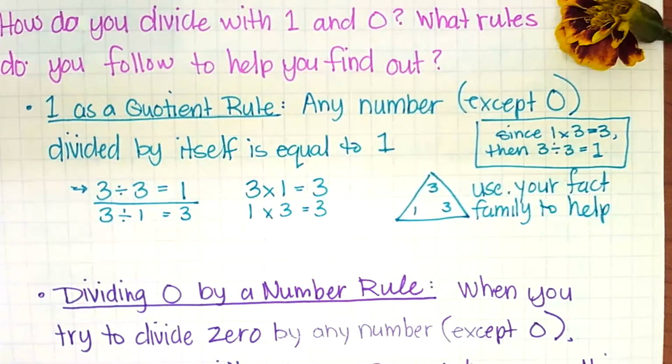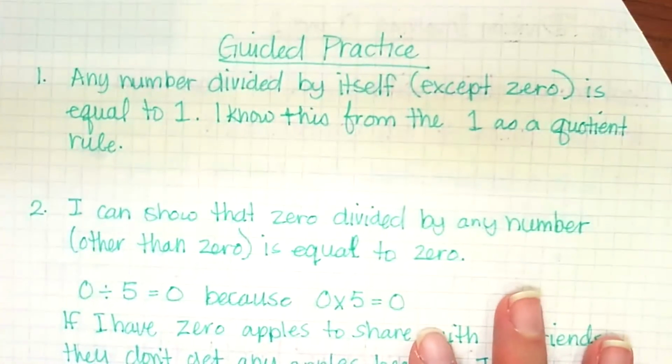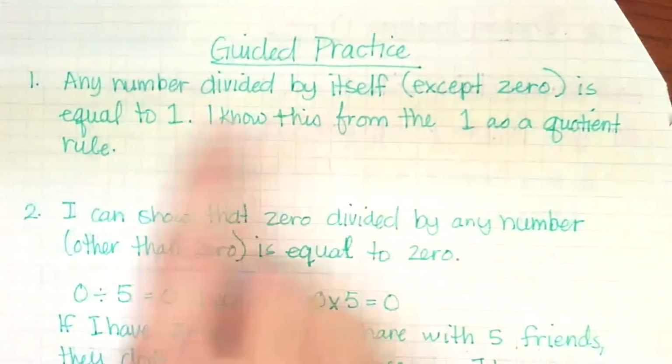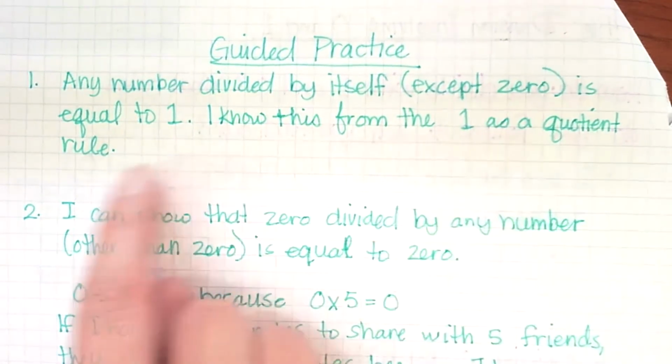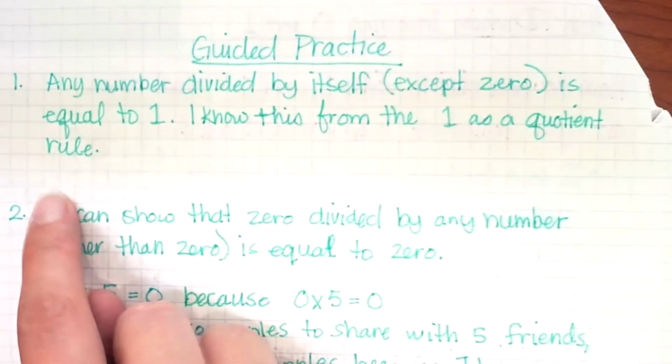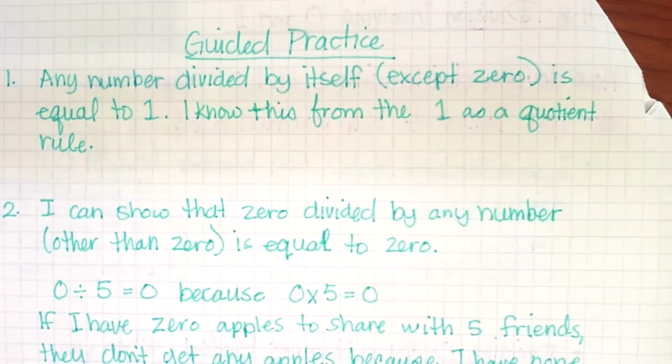Let's go ahead and jump back and see our guided practice together. So we know that any number divided by itself except 0 is equal to 1. I know this from the 1 as a quotient rule. So if you have 2 books and you want to share them with 2 friends, each friend is going to get 1 book. If you had 5 books that you wanted to share with 5 friends, each friend is still only going to get 1 book.